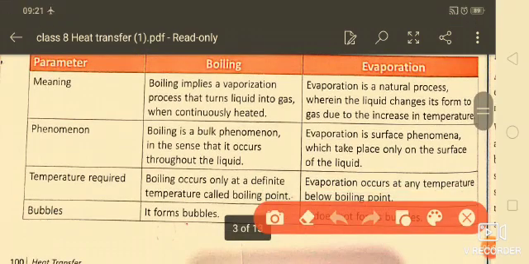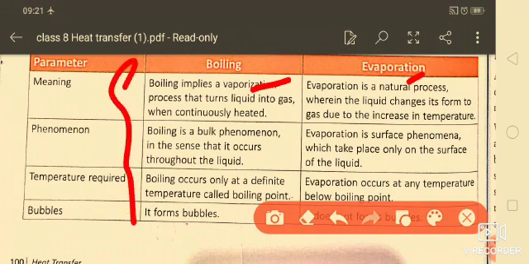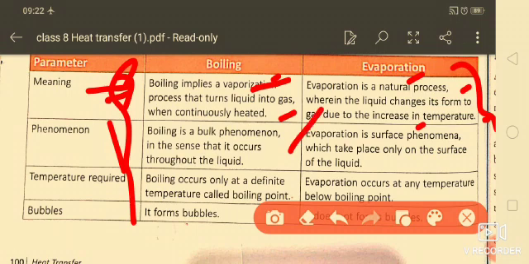Differentiate between boiling point, that means boiling, and evaporation here. So meaning: boiling implies a vaporization process that turns liquid into gas when continuously heated, and evaporation is a natural process wherein the liquid changes its form to gas due to the increase in temperature. And boiling is a bulk phenomenon, in the sense that it occurs throughout the liquid, and evaporation is a surface phenomenon. Okay.